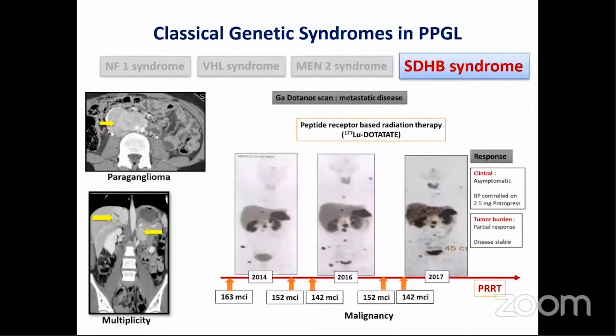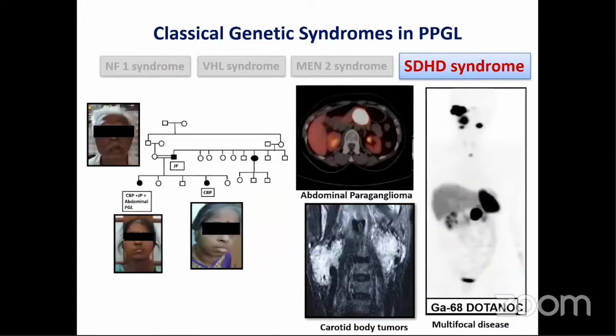Moving on to the fourth important syndrome, the SDHB, also called paraganglioma syndrome type 4, where adrenal paraganglioma is a very typical presentation. But often they may also have associated multifocal disease, which could be adrenal or even a head and neck paraganglioma mass. The most important feature of this is increased risk for metastasis. They're very aggressive and have a high risk of metastasis, sometimes up to 70%.